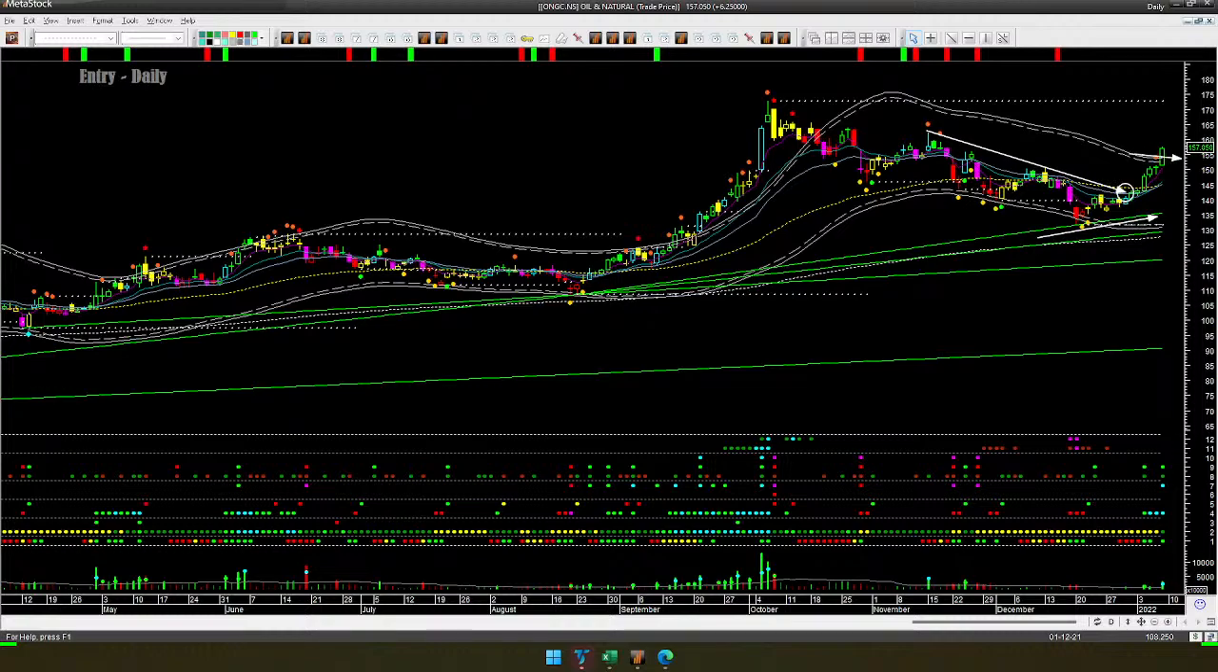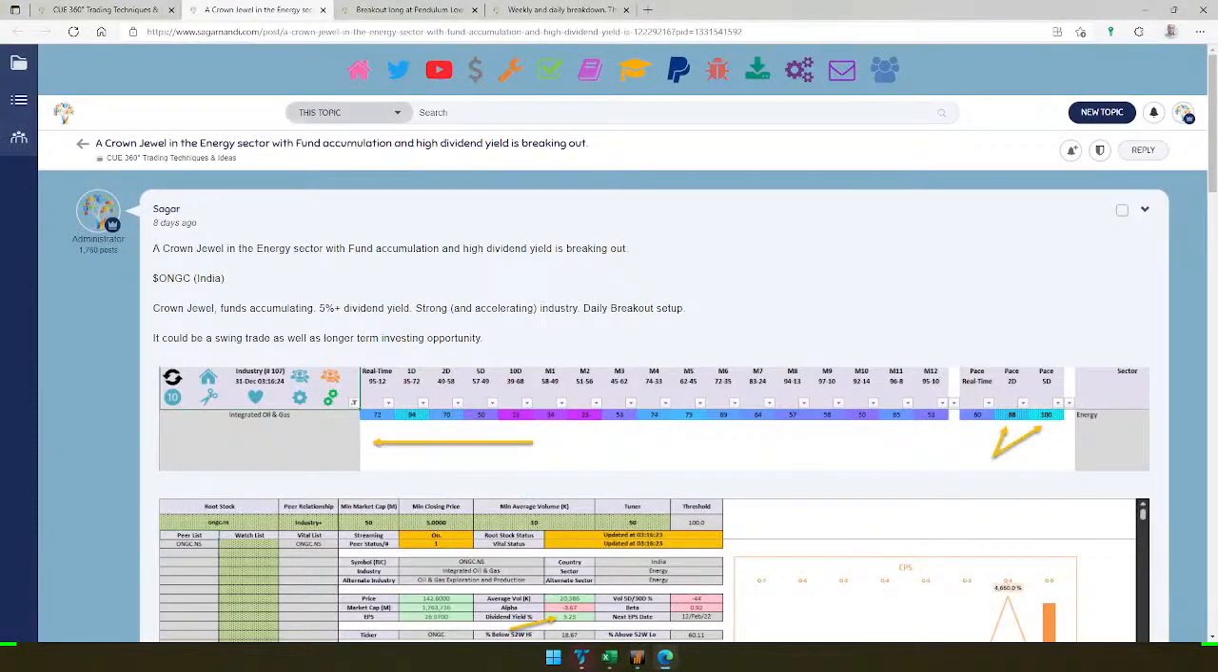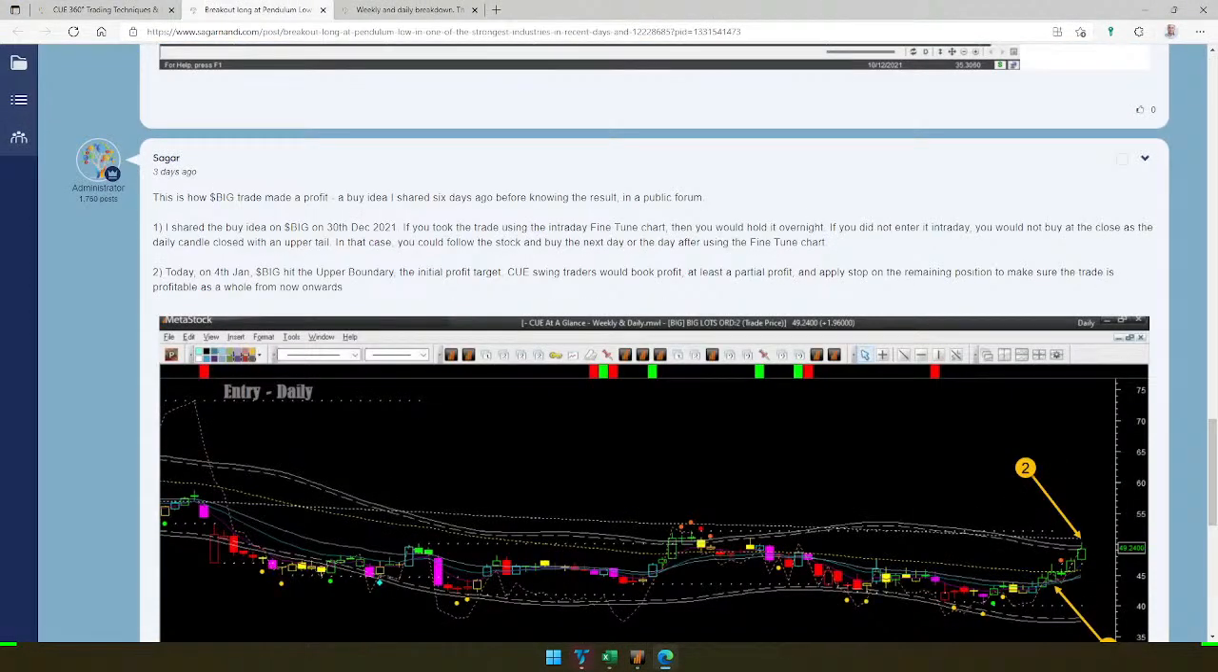Where was my initial profit target? Upper boundary. So I had my GTC order placed with the broker, and it hit the profit target. Was it difficult to find? No. Well, that was ONGC. Let's look at the next one.